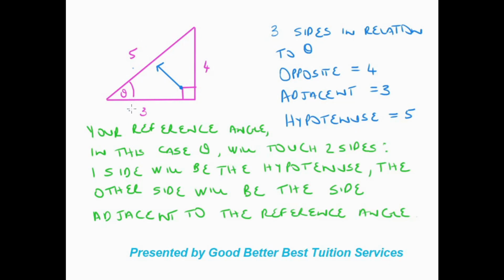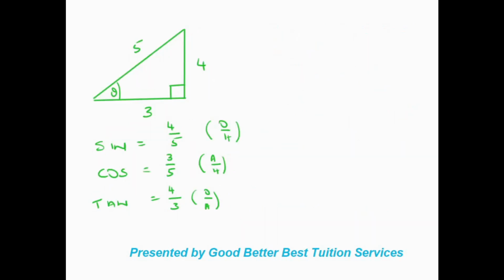So what's the other side that it touches? The other side that it touches is regarded as adjacent. The side that it doesn't touch is referred to as opposite. So let's look at this triangle. There's our theta angle. And we are going to look at the ratios sine, cos, and tan. Sine is equal to opposite over hypotenuse.